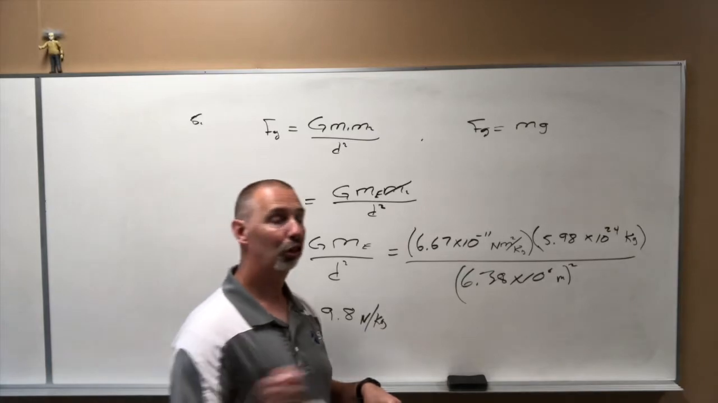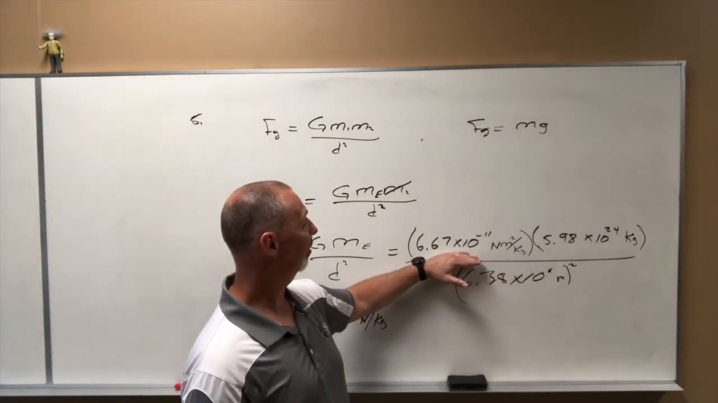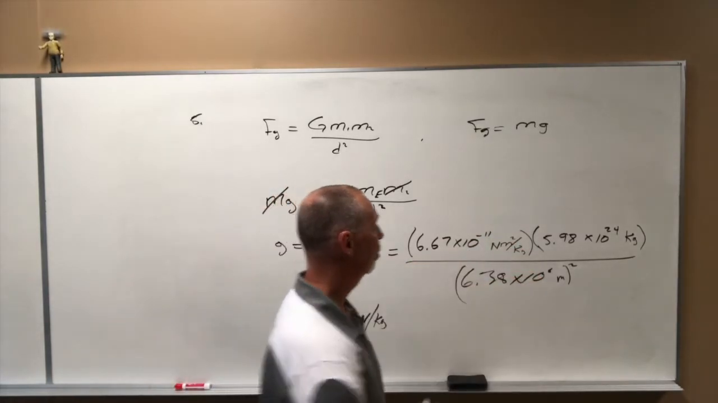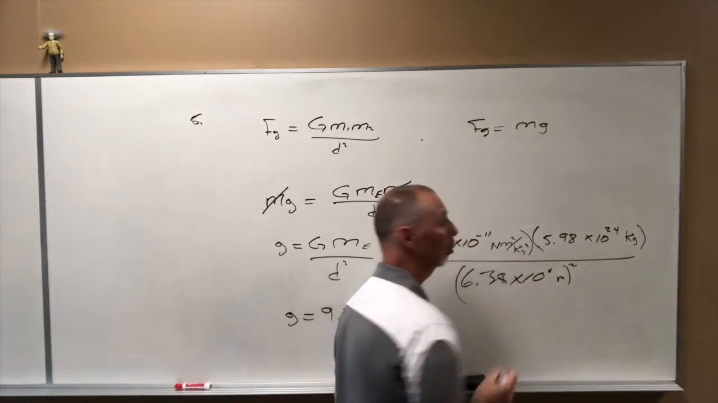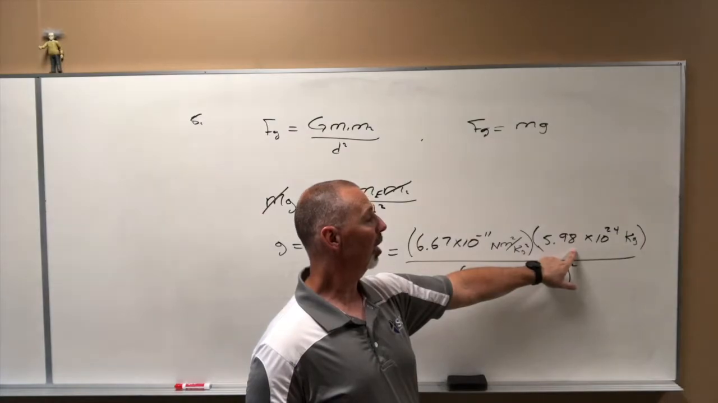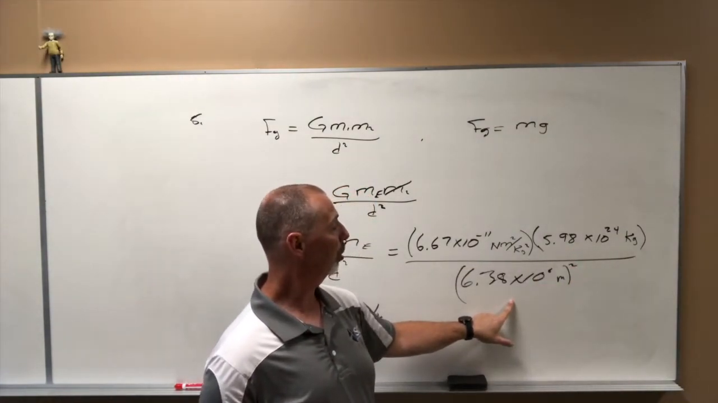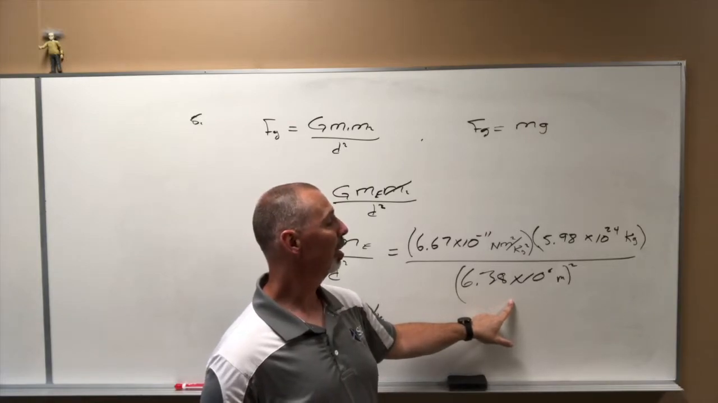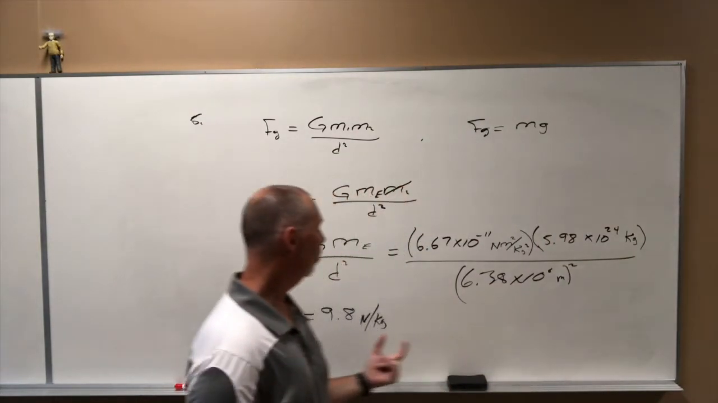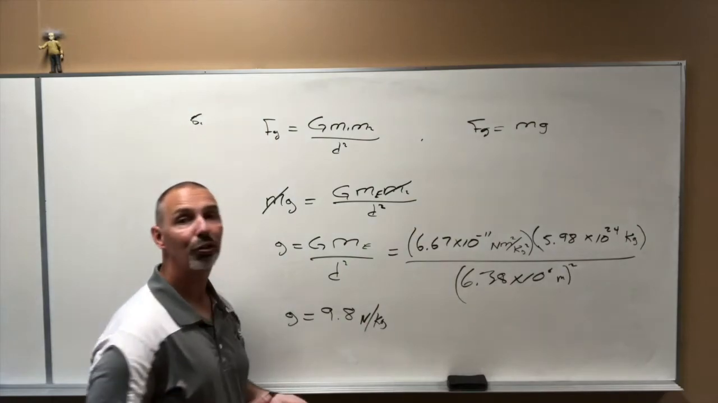All right, going to our chart that I gave you, the solar system data chart. Again, we know that G is 6.67 times 10 to the negative 11 newton meters squared per kilogram squared, times the mass of the Earth, which is in your chart, 5.98 times 10 to the 24 kilograms, divided by the radius of the Earth, 6.38 times 10 to the 6 meters, squared. If we multiply this out, we will get 9.8 newtons per kilogram. So it works for Earth.